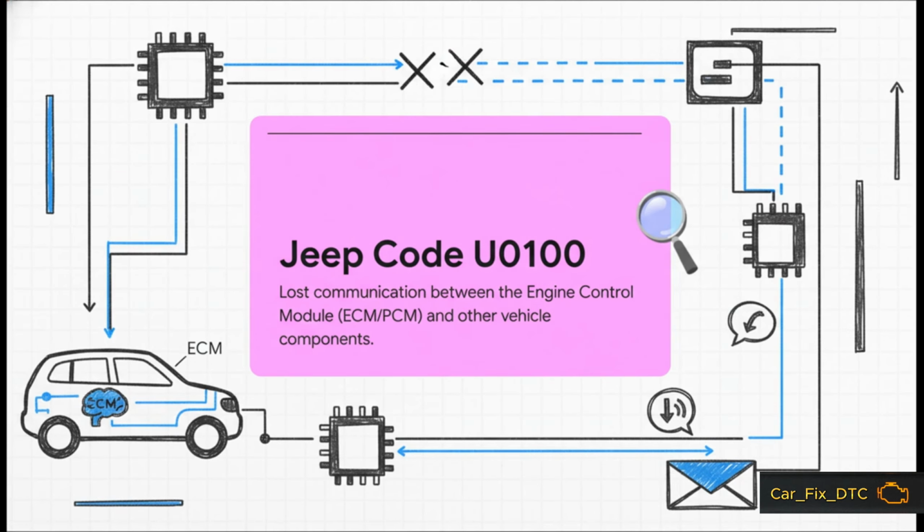So what is this U010 code anyway? It basically means lost communication. Think of all the computers in your car as being on a network. The main brain of that network, the engine control module, or ECM, has suddenly lost the signal from another critical part. It's kind of like a dropped call right in the middle of a really important conversation.